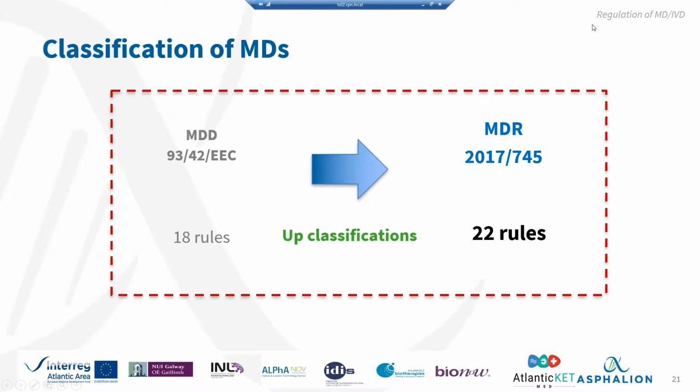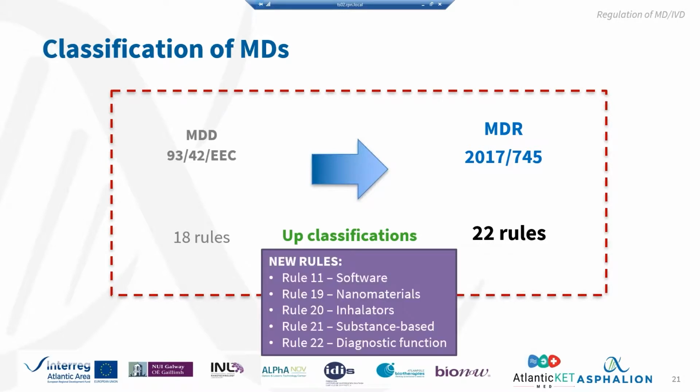So what has happened with the new regulation? Classification used to be performed with 18 rules that were laid down in directives, and now it's done according to 22 rules. So there have been 5 new rules added in this regulation. These rules relate to software, nanomaterials, inhalers, substance-based products, and diagnostic functions.